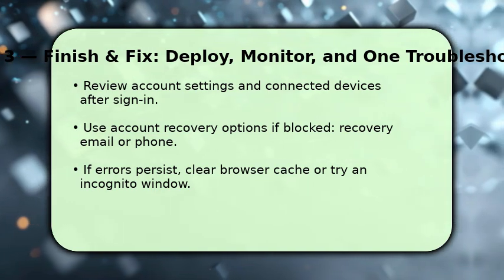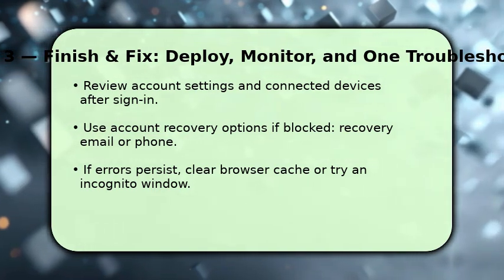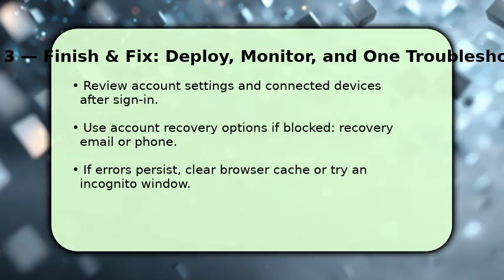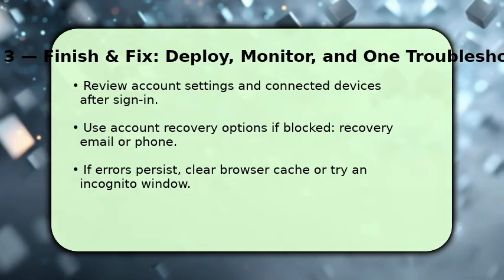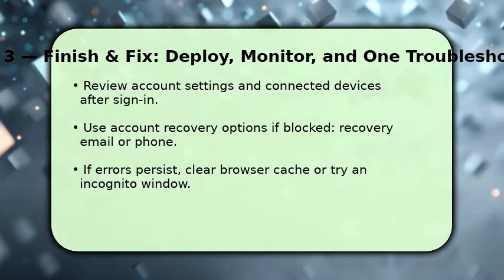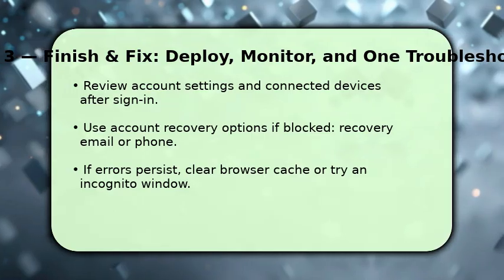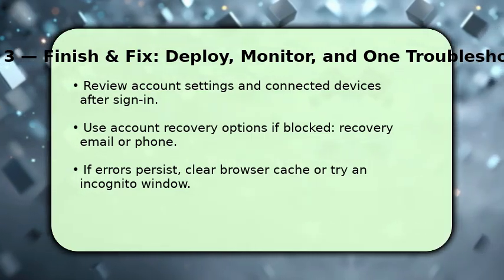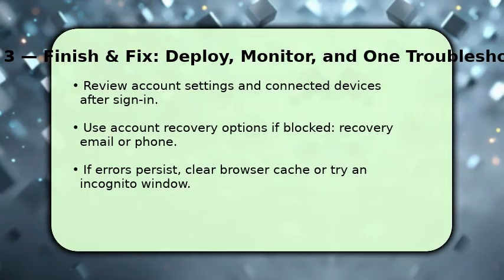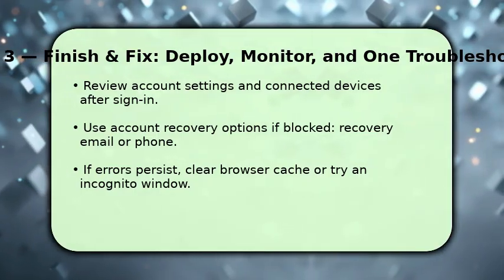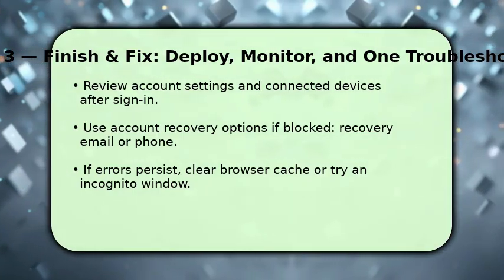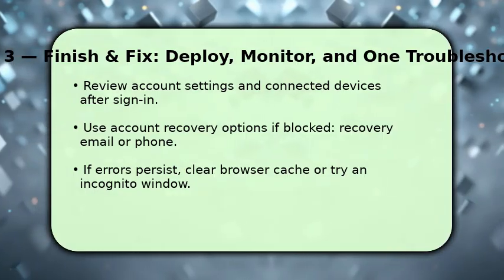If you get an error, use the recovery link to request a code to your recovery email or phone. Follow the guided prompts. One key troubleshooting tip: if sign-in fails repeatedly, clear cache or open an incognito window and retry, because stale cookies often cause authentication glitches. If that still fails, try another device or contact Google support.